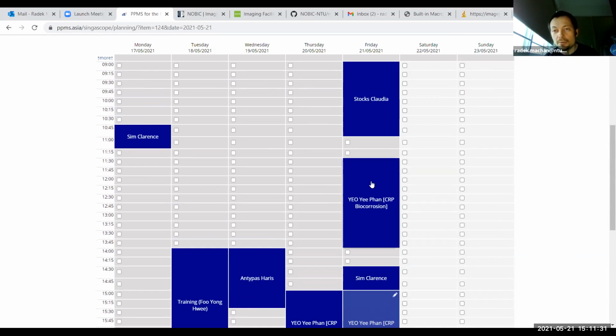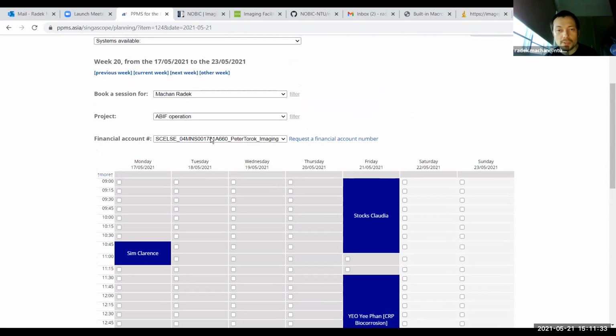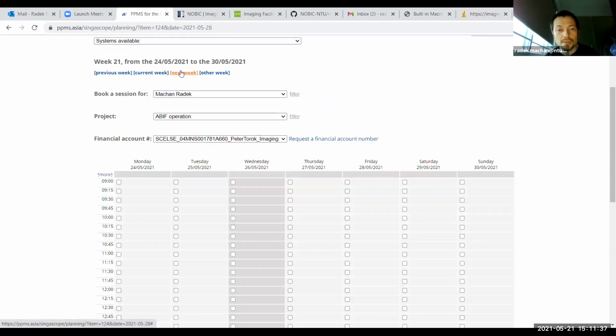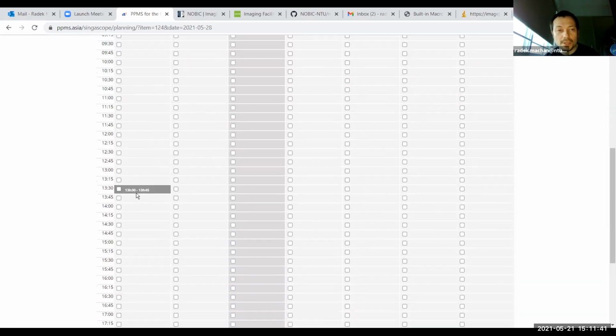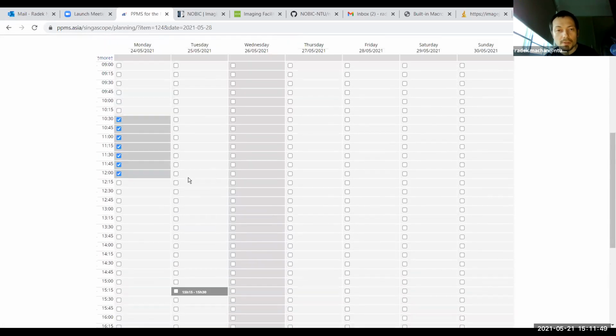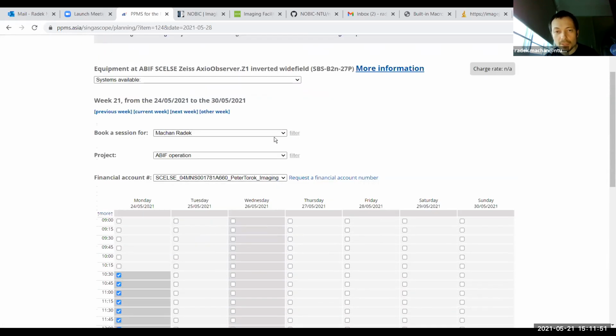So if I would want to book, let's say, I'll move to next week, and then I can make a booking by selecting the time which I want to book. Yeah, there will be, of course, your name, and your default project.